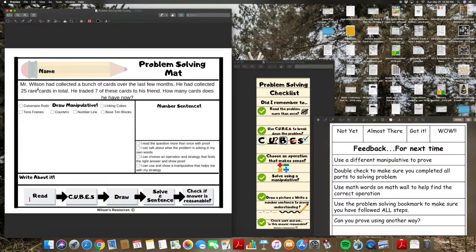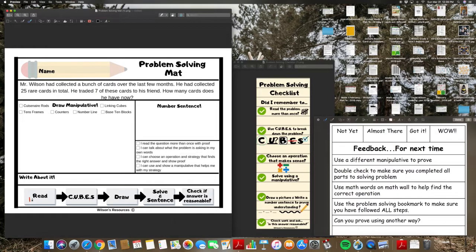Mr. Wilson had collected a bunch of cards over the last few months. He had collected 25 rare cards in total. He traded 7 of these cards to his friend. How many cards does he have now?